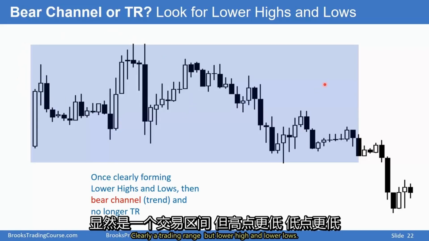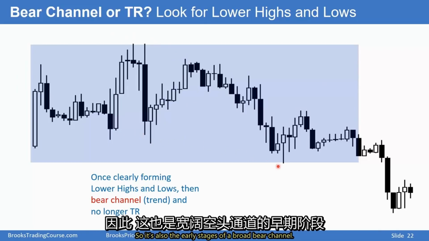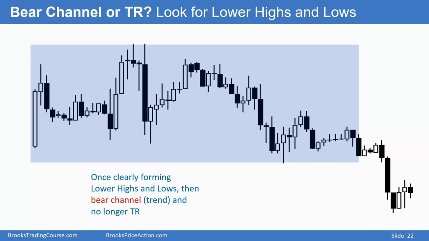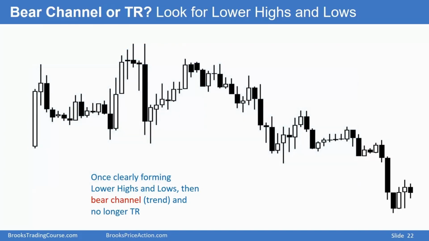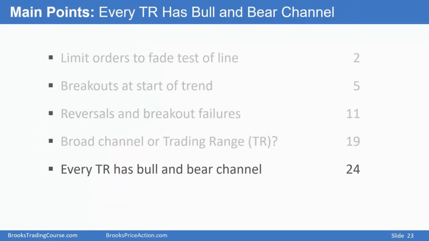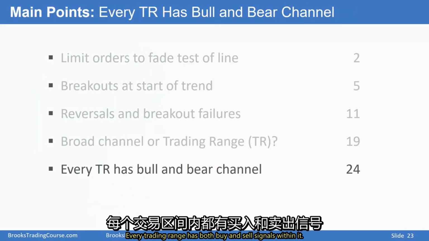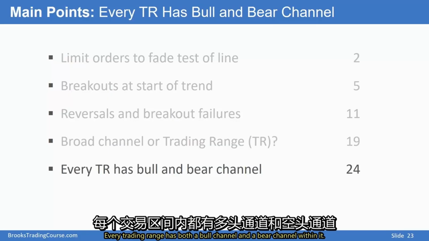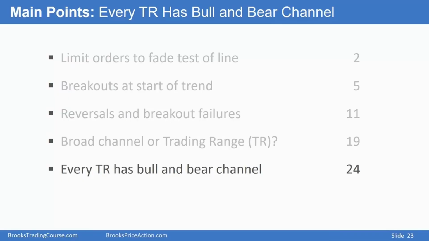Clearly a trading range, but lower high and lower lows. So it's also the early stages of a broad bear channel. Every trading range has both buy and sell signals within it. Every trading range has both a bull channel and a bear channel within it.